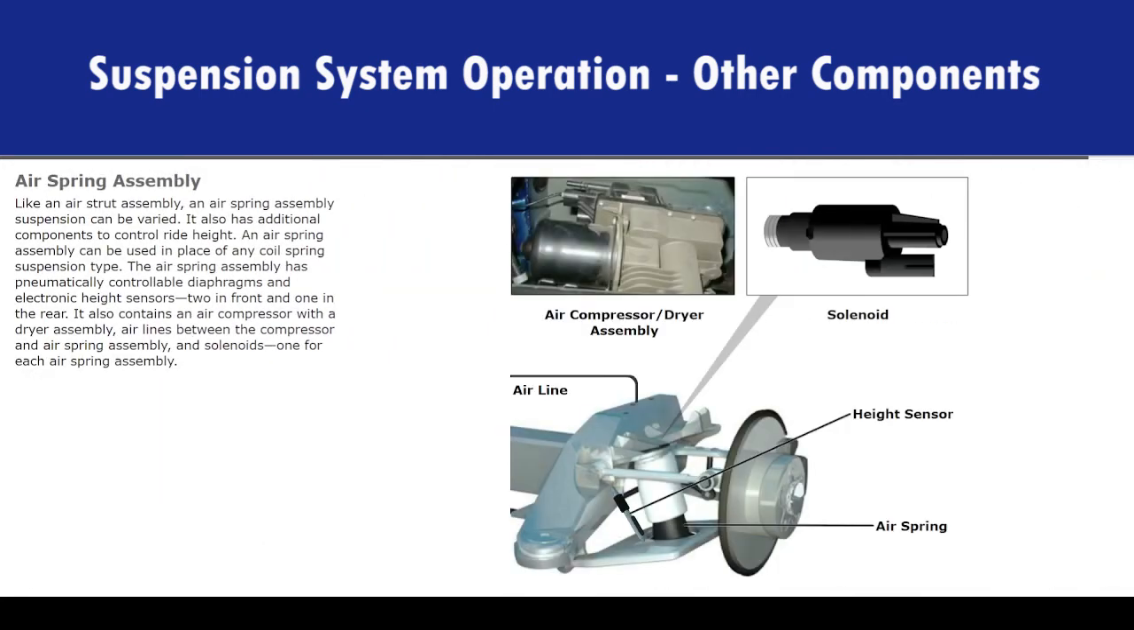Like an air strut assembly, an air spring assembly suspension can be varied. It also has additional components to control ride height. An air spring assembly can be used in place of any coil spring suspension type.